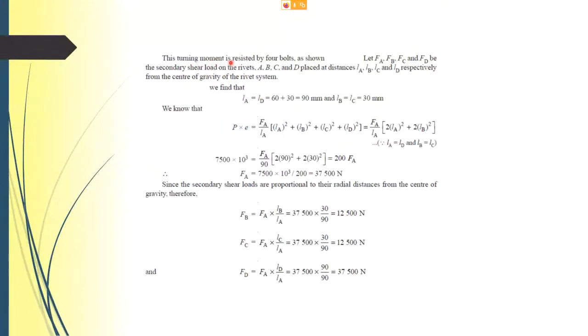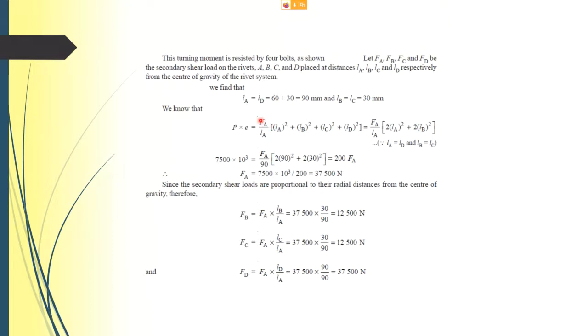Now this turning moment is resisted by the 4 rivets as shown, that is FA, FB, FC, and FD, the secondary shear load on the rivets. So we have found out the radial lengths LA to LD. And then based on this formula here, we use the same formula, making this the subject. Refer back to this for the previous example.